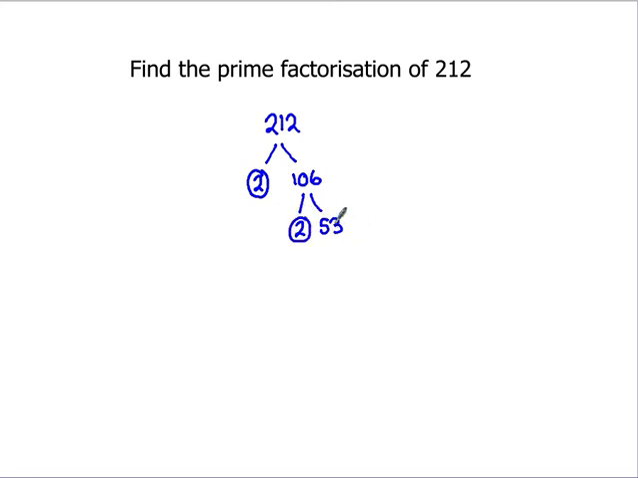And then 53, well, we need to have a little bit of a think about this here, because how could I make 53 by multiplying two numbers together other than 53 and 1? Well, in actual fact, you can't. 53 is a prime number. So we'll circle that off. So we're finished there. So 212 is actually just 2 times 2 times 53. 2 times 2 is 4 times 53 is 212. Or with powers, 2 squared times 53.